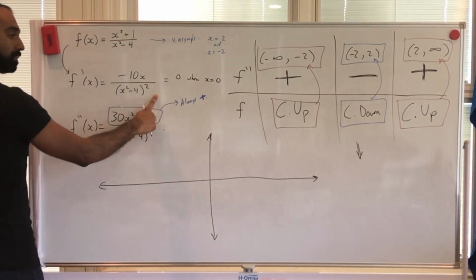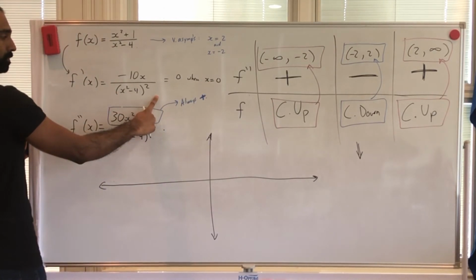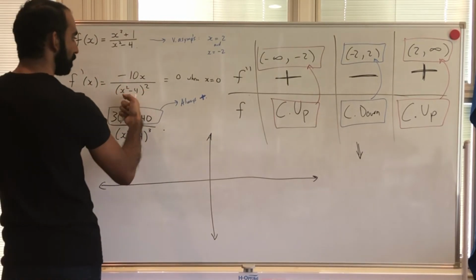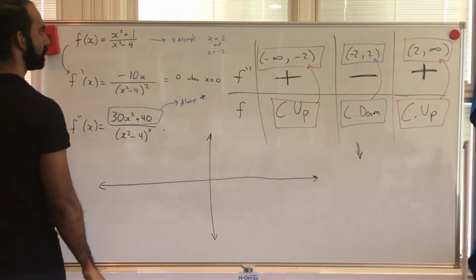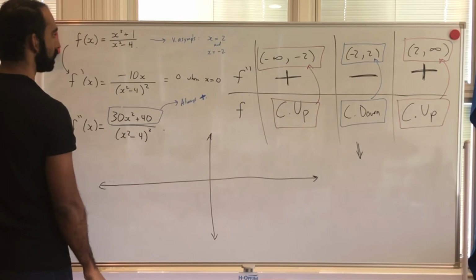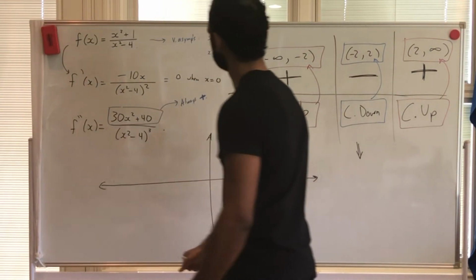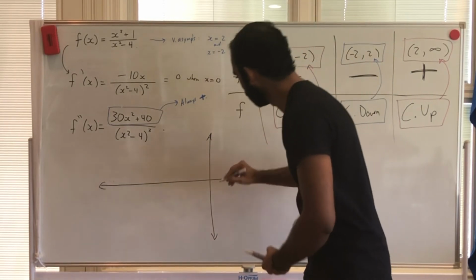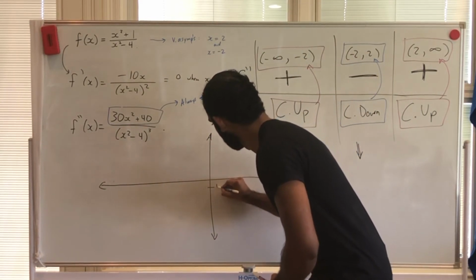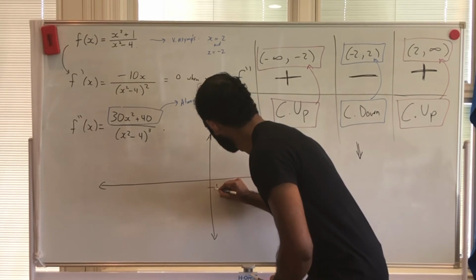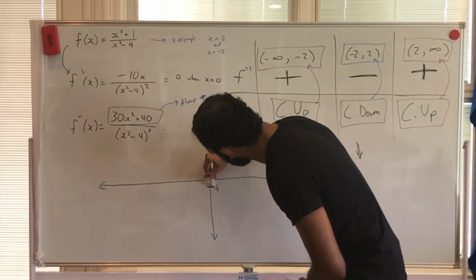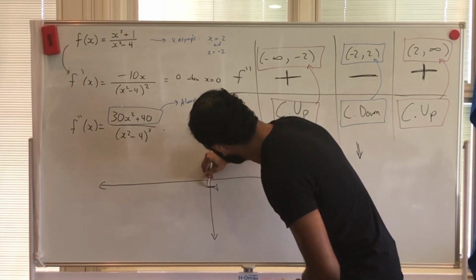Can it ever be undefined? It's not undefined on the domain of the original, so we don't have to worry about the undefined case. So what is f of 0? It's 1 over negative 4, so negative 1/4. So here's negative 1/4. I know that the slope there has to be 0.